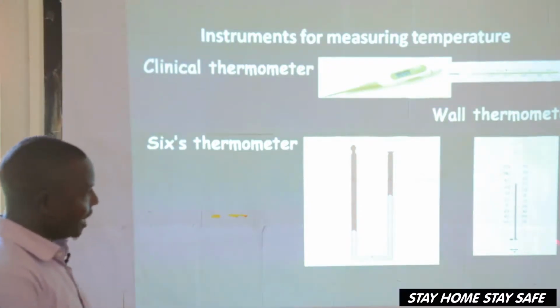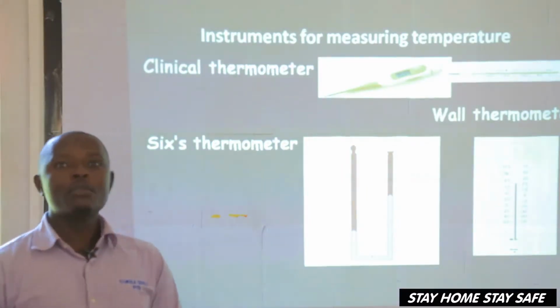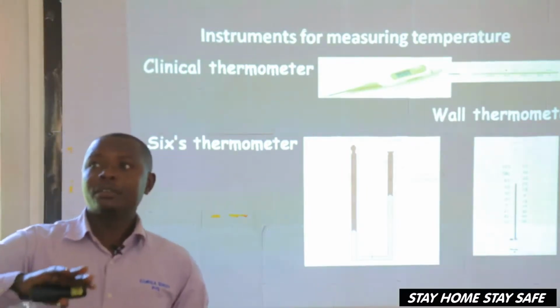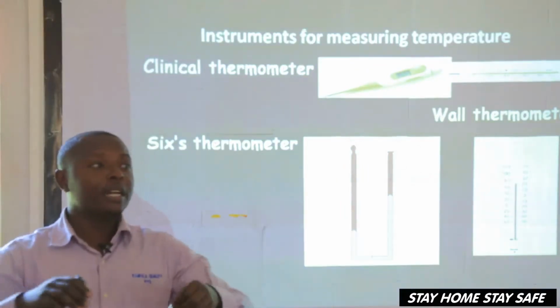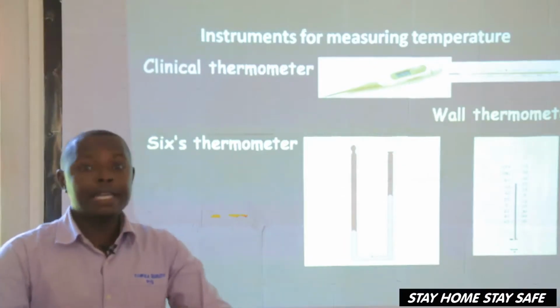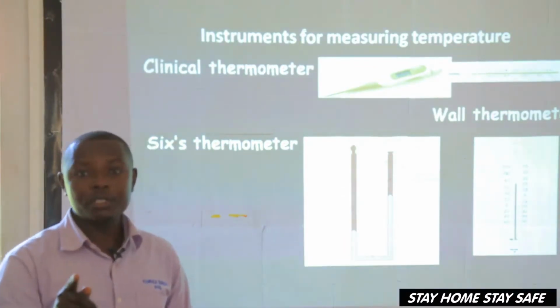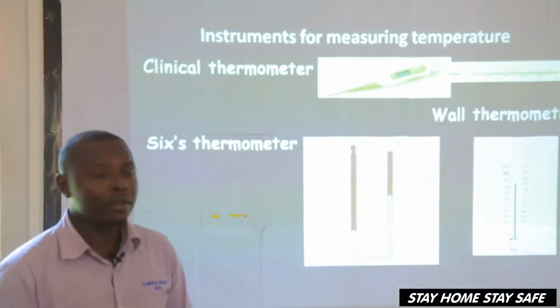Okay? Then we have a wall thermometer. This one is used in our rooms. You can put it on the walls in our rooms to measure the room temperature, how high or low the temperature is in a given house or the room where you are.